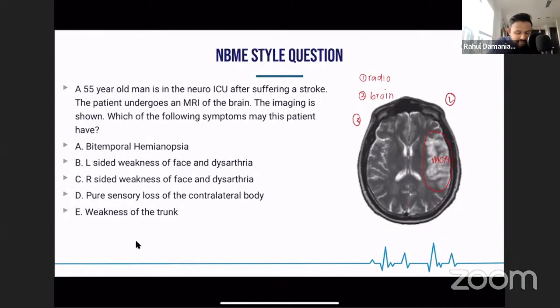Which of the following symptoms may this patient have? A, bitemporal hemianopsia. B, left-sided weakness of face and dysarthria. C, right-sided weakness of face and dysarthria. D, pure sensory loss of the contralateral body. Or E, weakness of the trunk. What do you all think is the answer here?